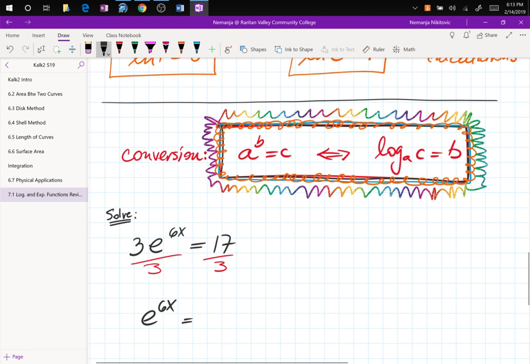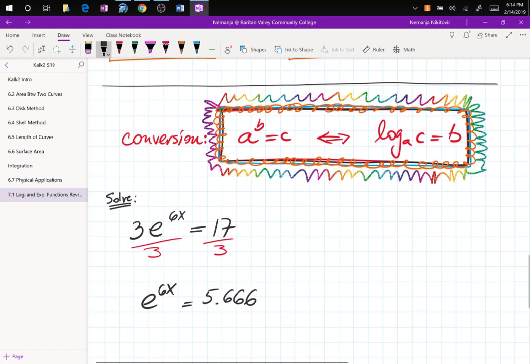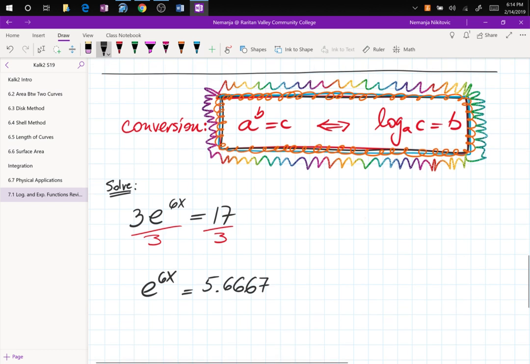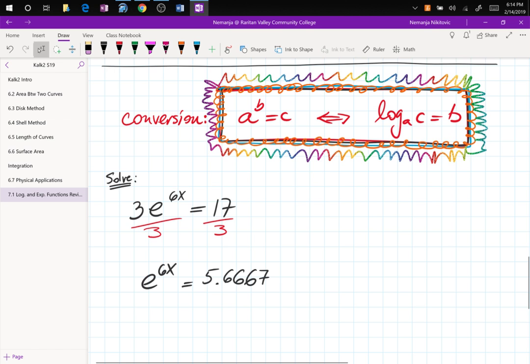Keep a few of these decimals. So that's 1 short of 18, right? So there will be 5 2/3. So 5.6667. Now, we have an exponential equation.